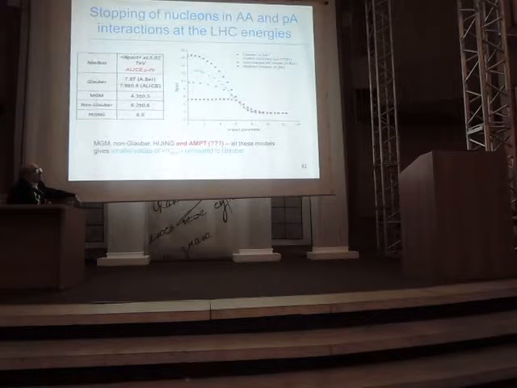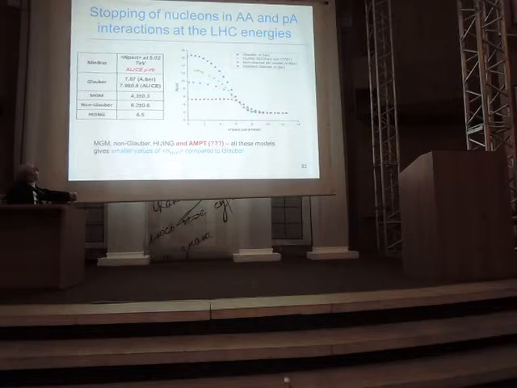What is the result? The result is in this table. The number of nuclear collisions in the standard Glauber model in the proton-lead case is about 8. All these models which take into account the correct description of multiplicity bring it to almost twice smaller numbers.